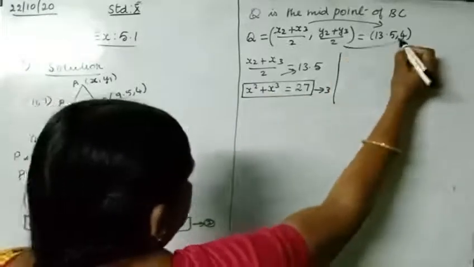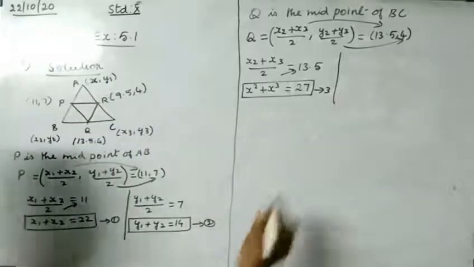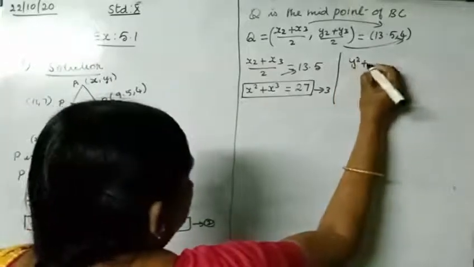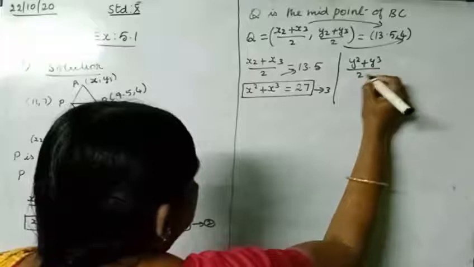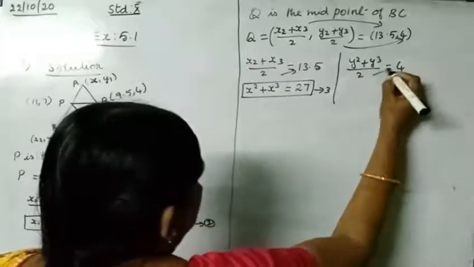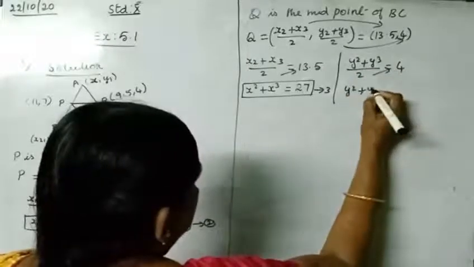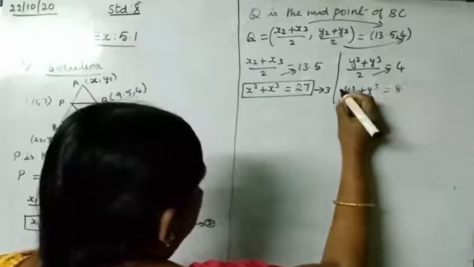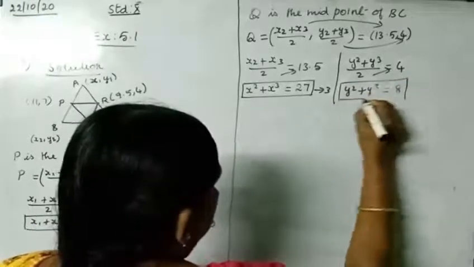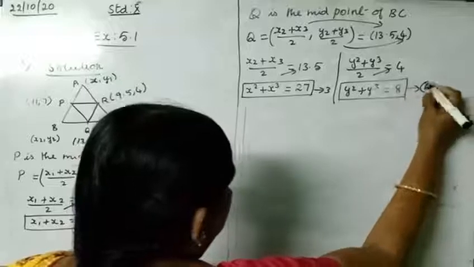And take the y coordinates equal. So y2 plus y3 divided by 2 is equal to 4. Cross multiply, y2 plus y3 is equal to 8. So this is equation number 4.